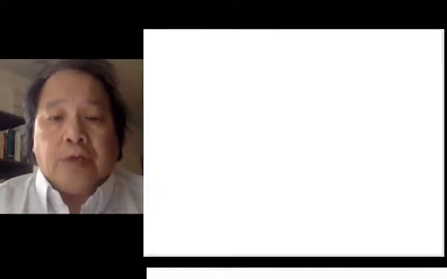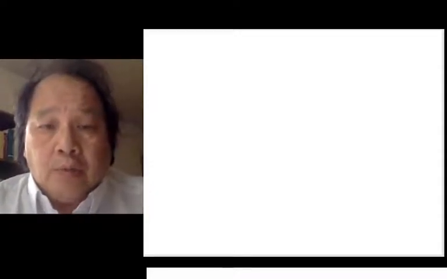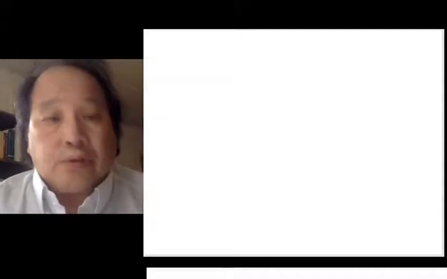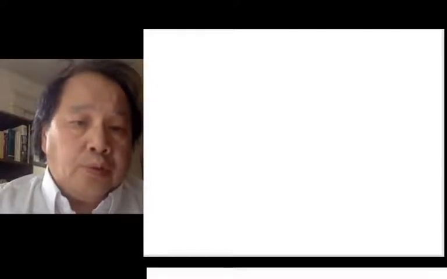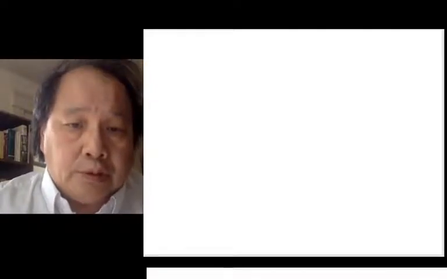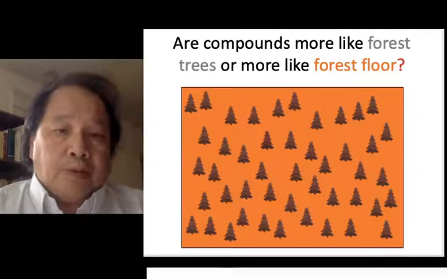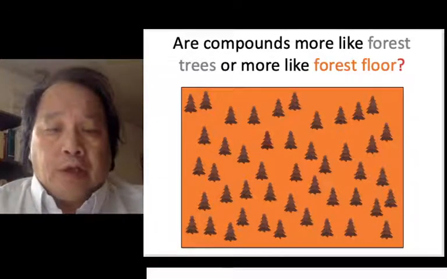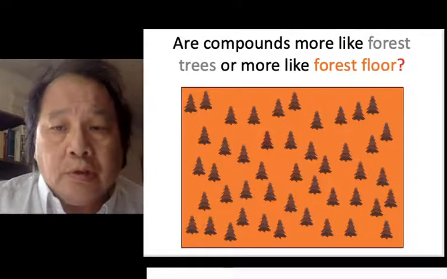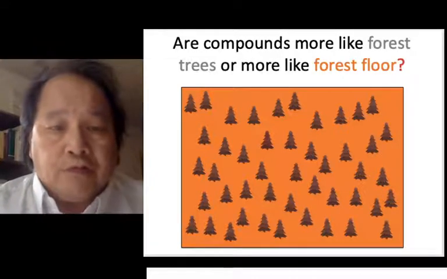Early scientists then knew about compounds like orpiment and realgar, but they did not know about atoms. And the natural question they had about compounds was whether compounds were discrete, like Skittles are discrete particles, or continuous, the way Jello was continuous. They didn't have Skittles or Jello, but they knew things about the forest. Are compounds more like the discrete forest trees, or more like the continuous forest floor?